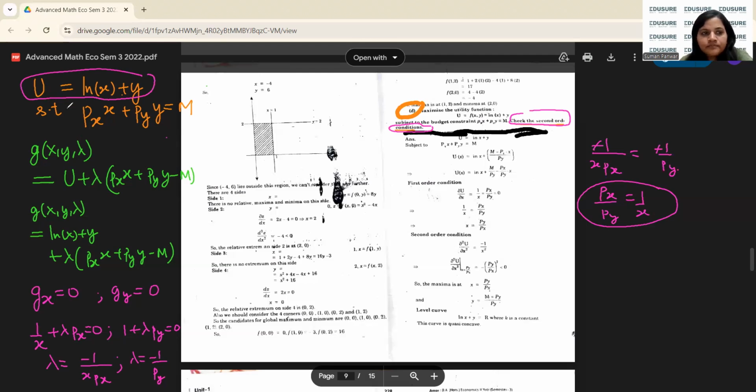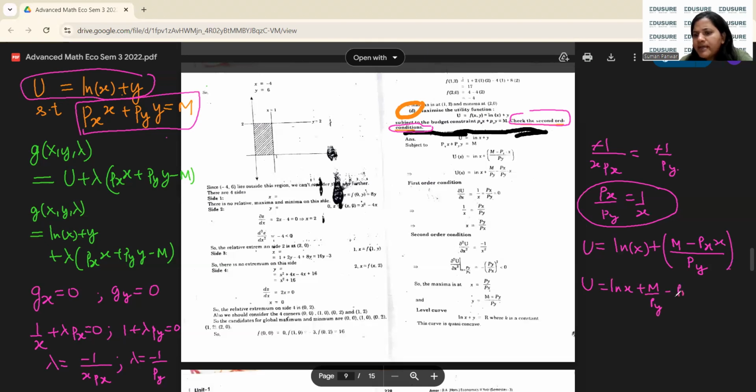So we had a condition like this, and in fact from here we can get the value for y. This will be (m minus px·x) divided by py. So u is log x + m/py minus (px/py)·x. So the first derivative is 1/x and minus px/py.